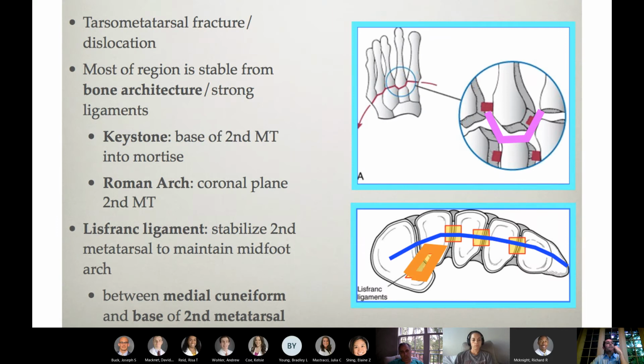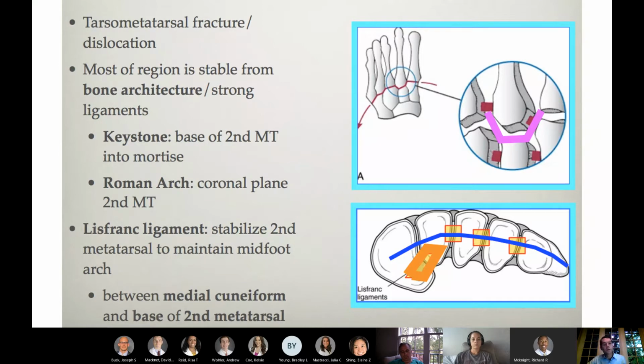Okay, Lisfranc injuries. So this is a spectrum of injury pattern centered over the Lisfranc ligament, quote unquote, which is really the ligaments that connect the medial base of the second metatarsal to the distal lateral portion of the medial cuneiform. And the most stout portion of this is on the plantar aspect of the joint. The ligaments that connect the third, fourth, and fifth metatarsals to their adjacent cuneiform and cuboid are not strong.